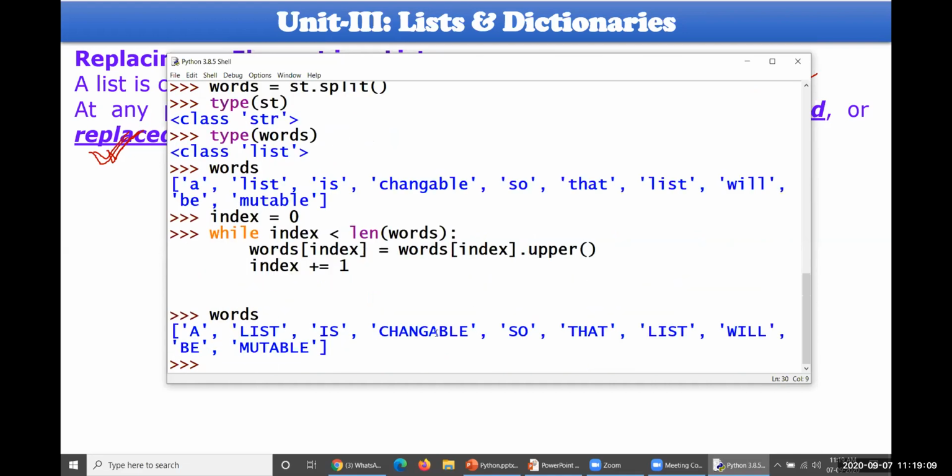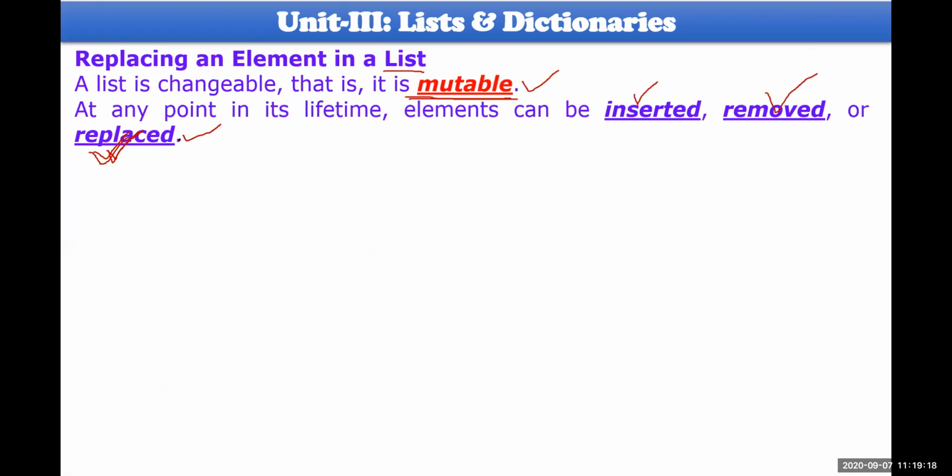So here a list can be a mutable object. Yes, you can perform all kinds of operations. You can replace the location value, or you can insert new values, or you can remove the existing values from the list here. Let me give you some more examples regarding insertions and removal also.